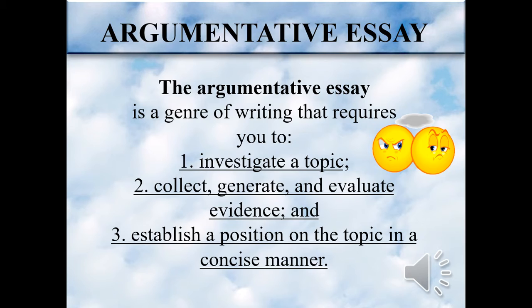So when it comes to an argumentative essay, there are 3 different steps that we are going to take, and it's important to take note of the order of these steps because we tend to get them backwards. As you can see on the screen, they are number 1, investigate a topic, number 2, collect, generate, and evaluate evidence, and number 3, then establish a position on the topic in a concise manner.